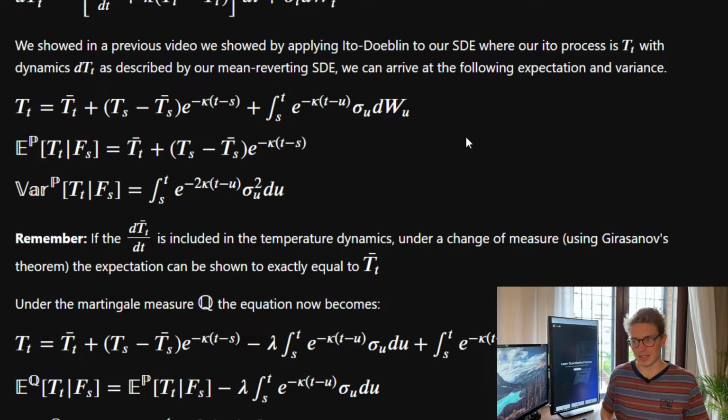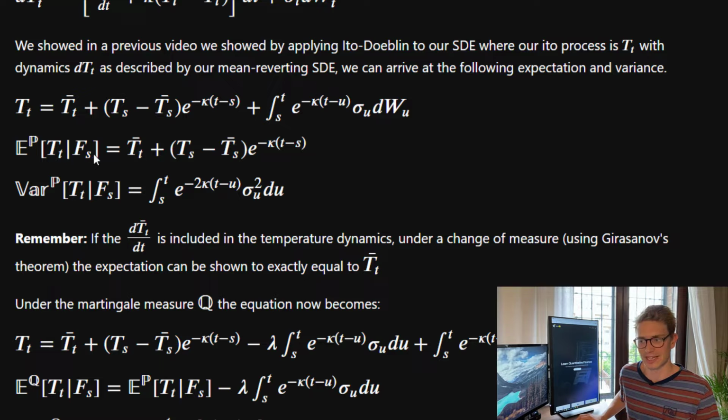Now, we showed in the last video that by applying Ito's lemma to our SDE with our Ito process of temperature dynamics, we arrive at the following expectation and variance. The variance formula was easy to calculate because we can just apply the Ito isometry principle to our dynamics and we can get our variance.